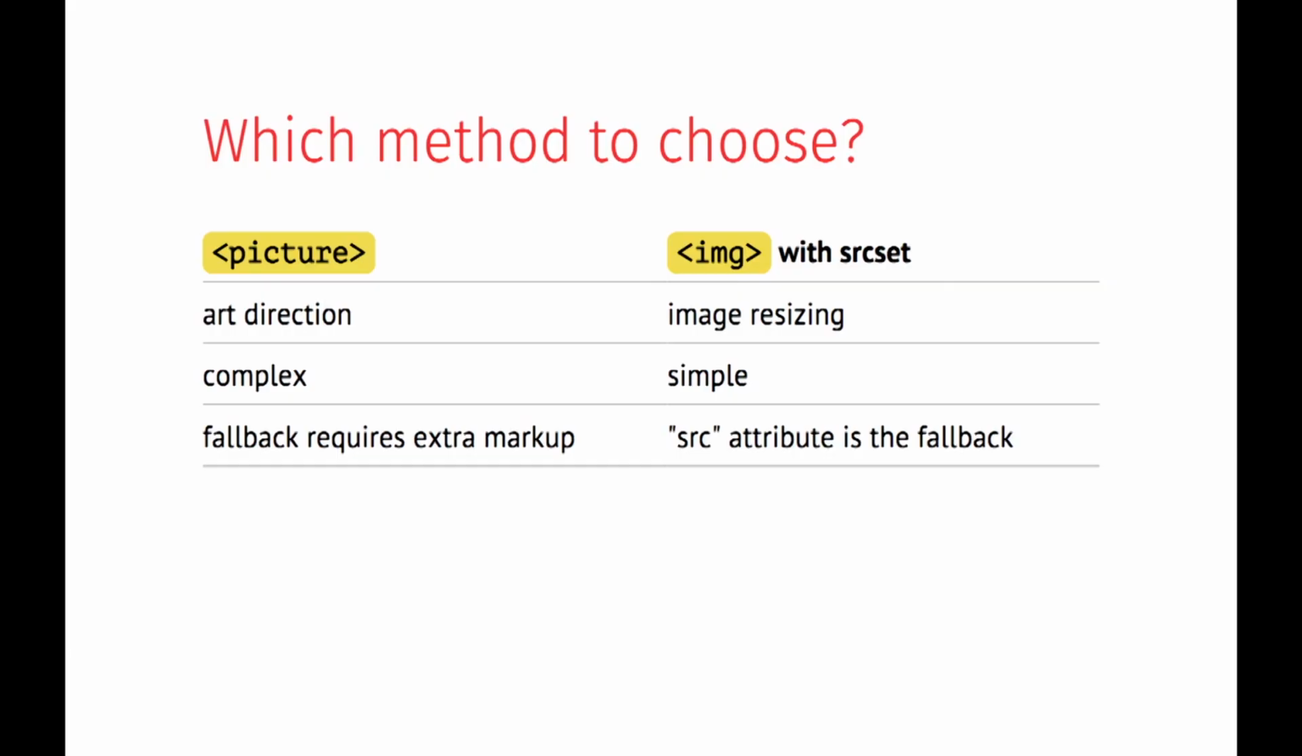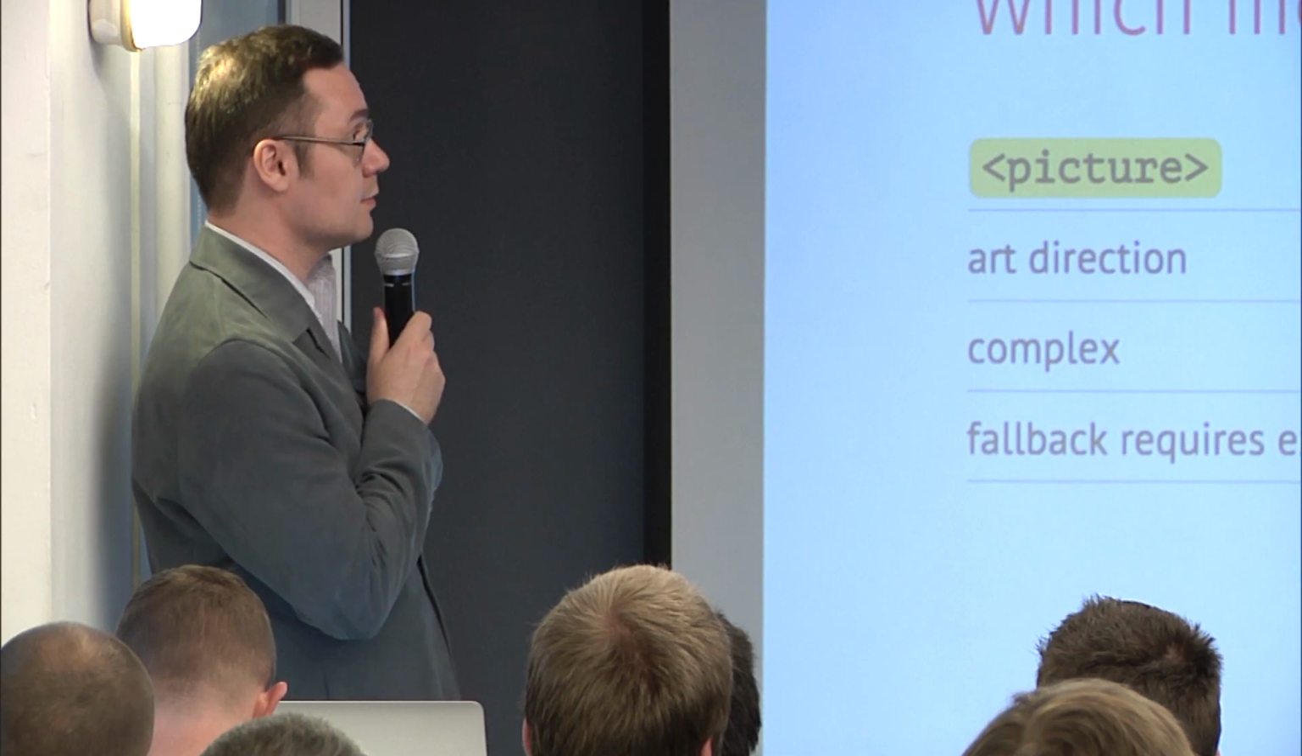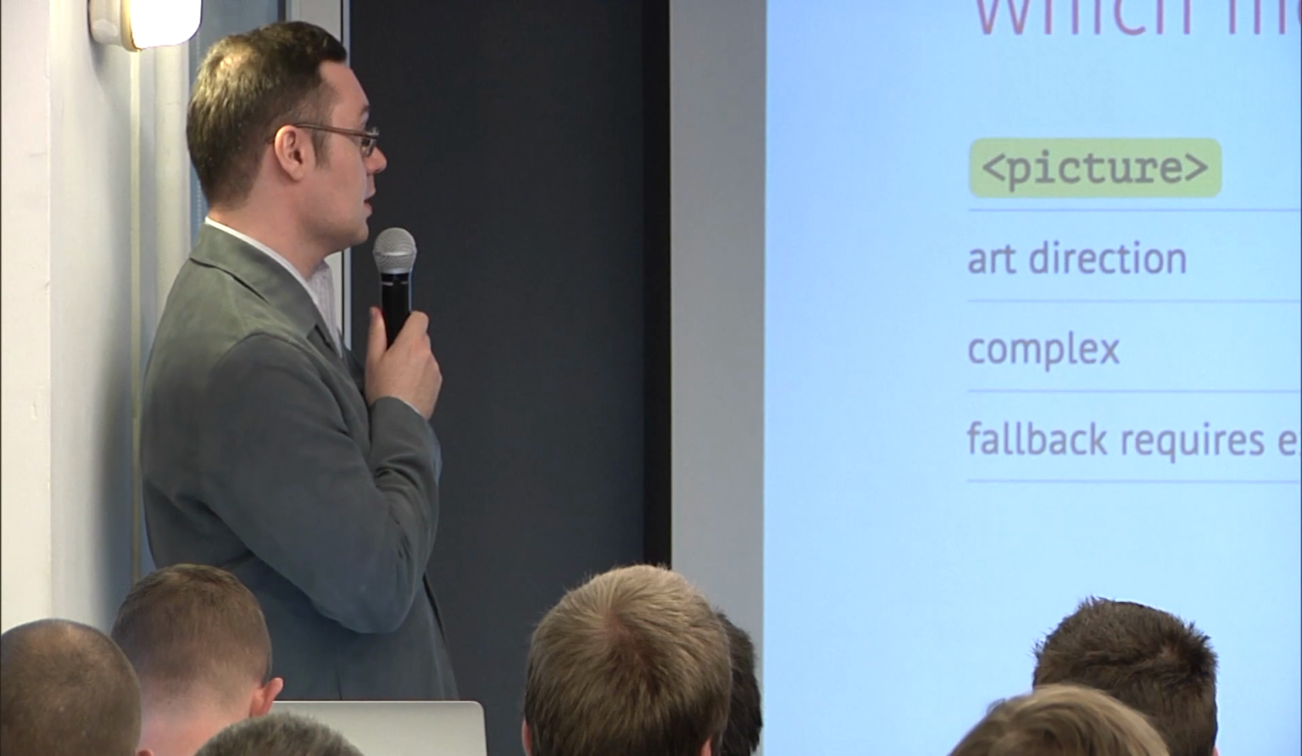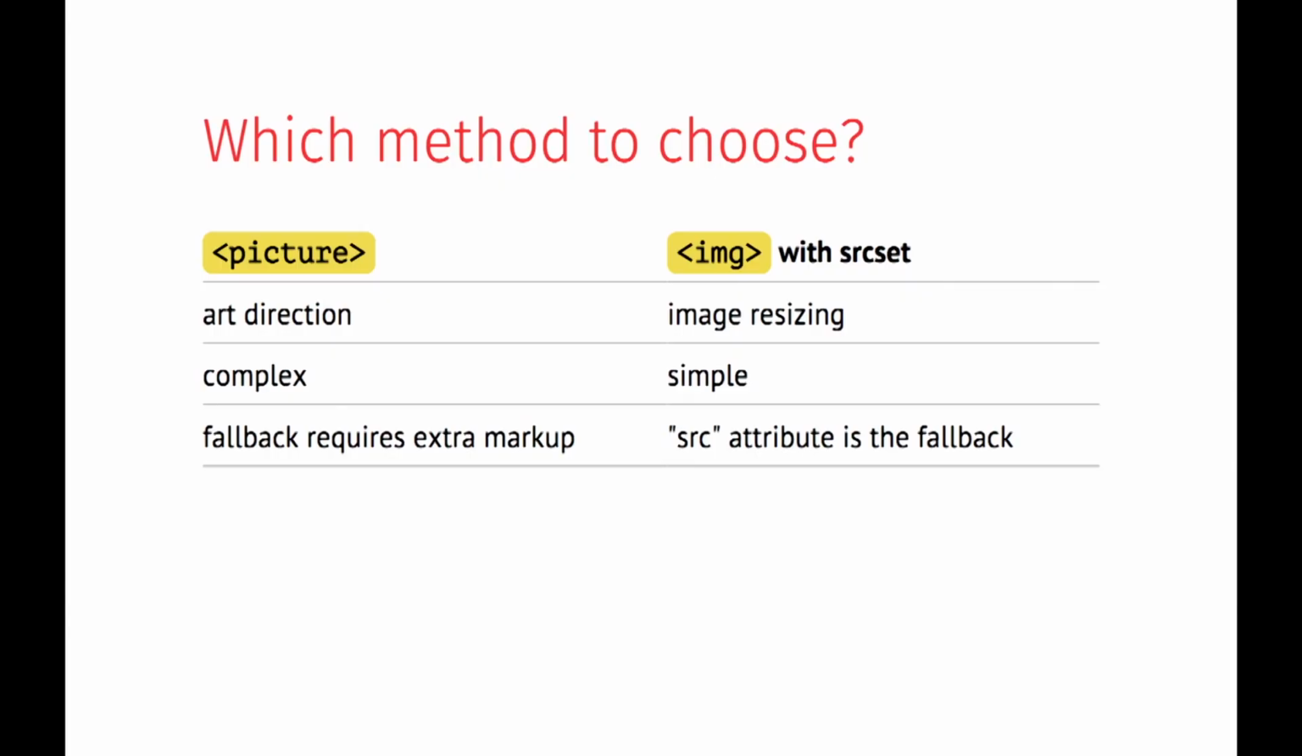So the image element is best for resizing. It's simple, and for me, it was the best part. So it has a natural fallback. It has a SRC attribute, so if the browser doesn't support the new specification, it just shows you the first image. So you don't need to do anything to provide a fallback down to Internet Explorer 7.